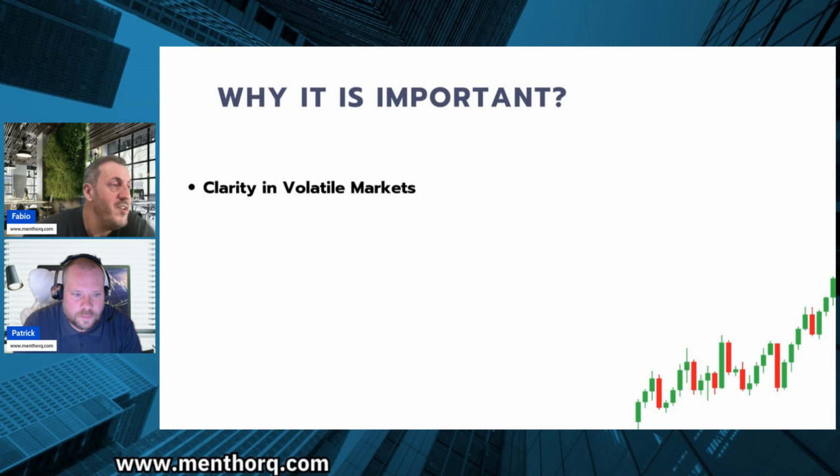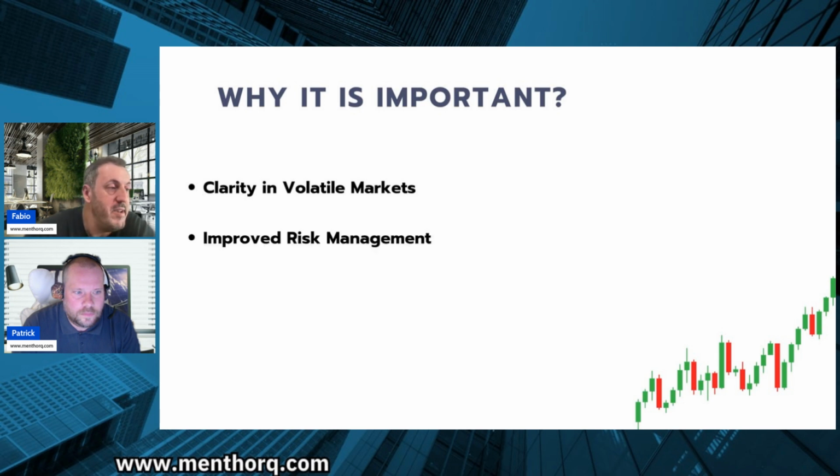So why is it important, right? First of all, it helps us have more clarity in volatile markets. If you are in a volatile market condition, knowing what the expected range is based on forward-looking volatility can help you predict potential price swings or even react to those. So that's obviously a key point.